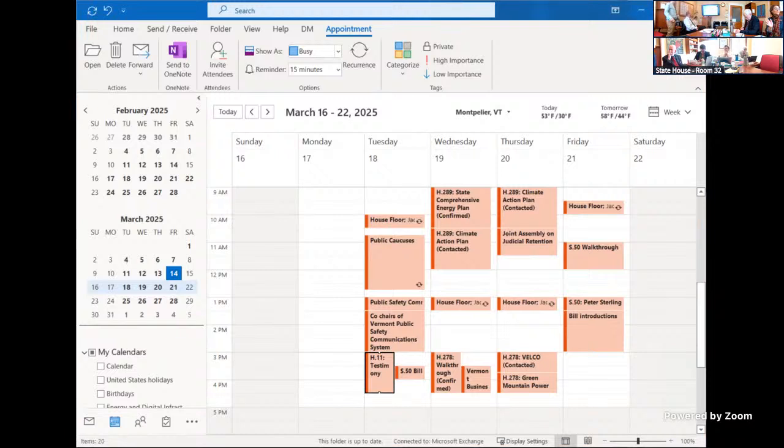Yay. But it did account for some gaps in our schedule. I just wanted to commend Representative Campbell. Yeah. Scott, you did a great job.